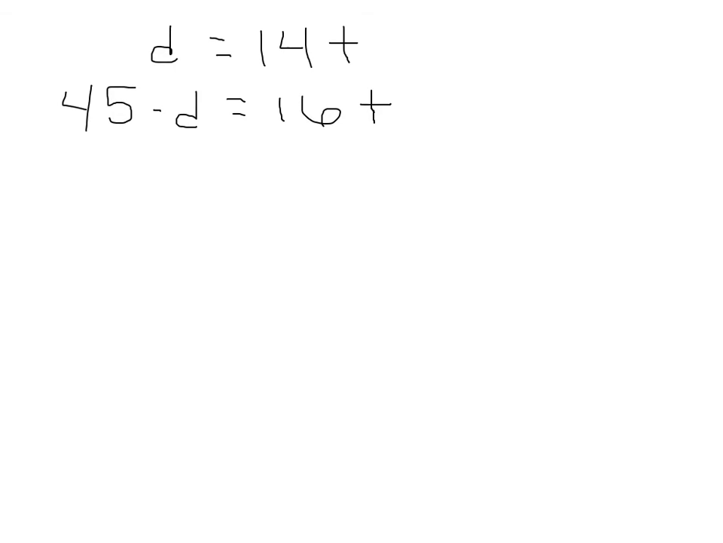Now in this problem, we're solving for the time that they both meet, so we want the time to be equal. This means that we're solving for t. Notice that we can plug in the D equals 14t into our second rider's equation, like so.